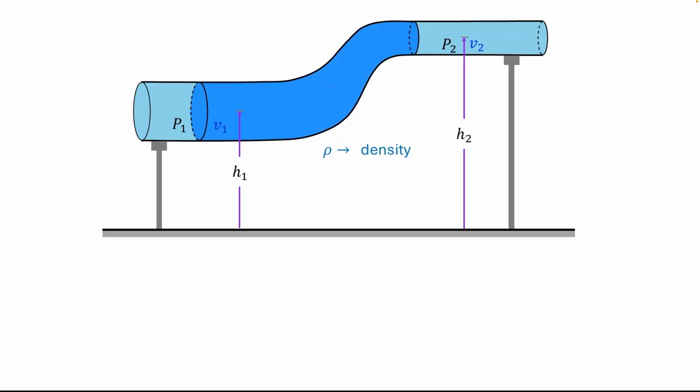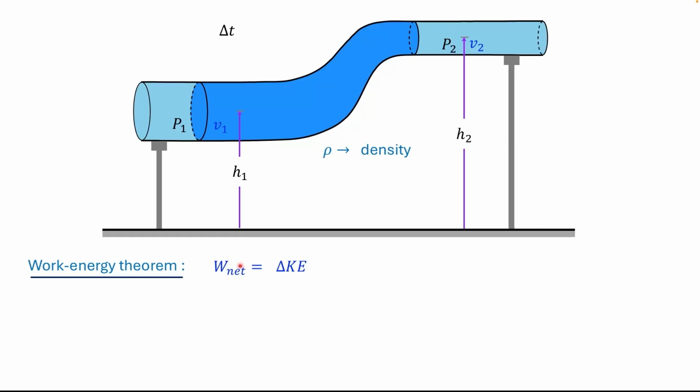To derive Bernoulli's equation, I'm considering a volume of fluid from here to here. So this is our object. And I am going to use the work-energy theorem on this object. That is, the net work done on an object is equal to the change in kinetic energy of the object. So I am going to find the net work done on this object in a time interval delta t, and its change in kinetic energy in that time interval.